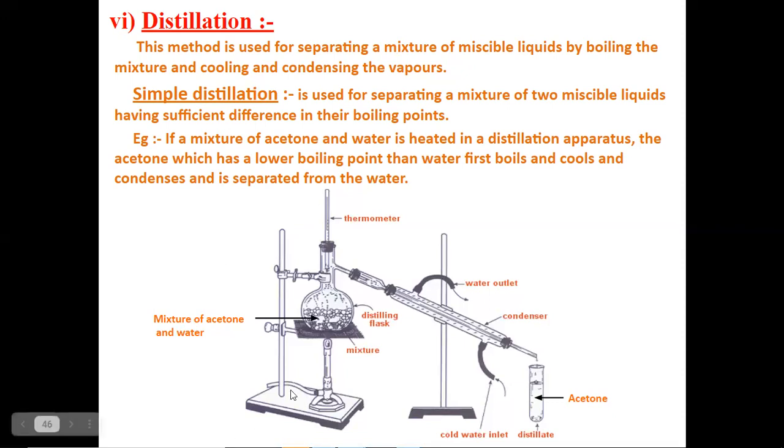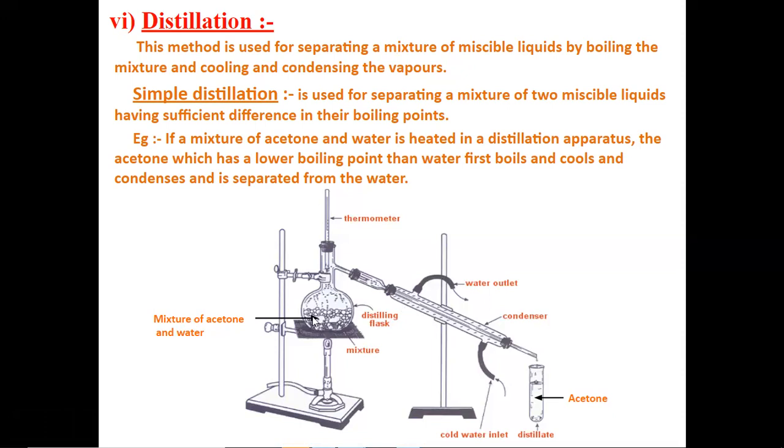So I'm talking about this distilling flask. You can see it has a mixture of acetone and water. When heat is provided to it, what happens? Acetone and water have different boiling points. The boiling point of acetone is lower and the boiling point of water is higher. So what happens? Water will boil off first.